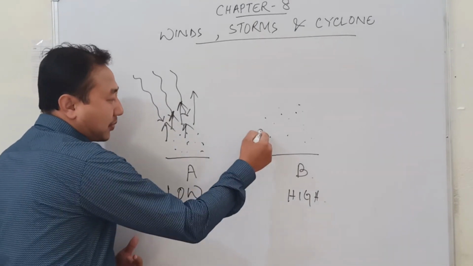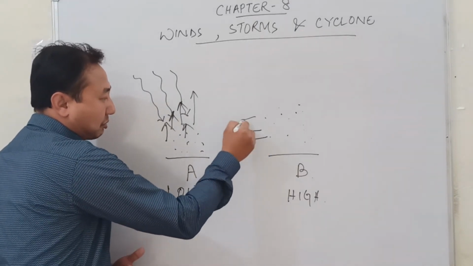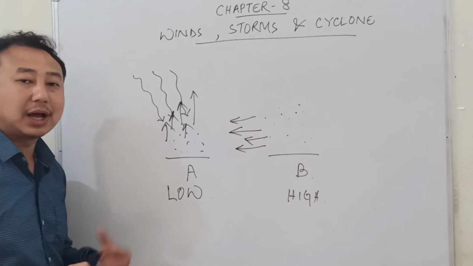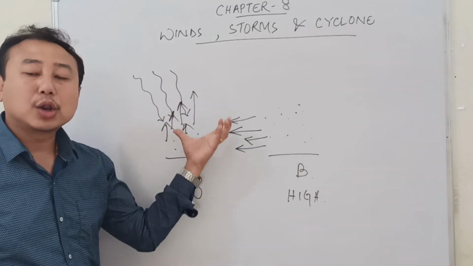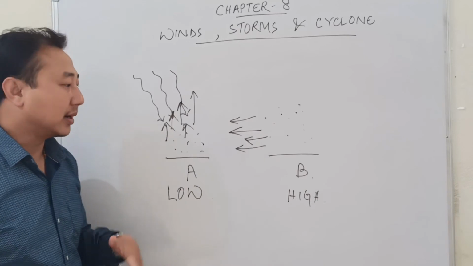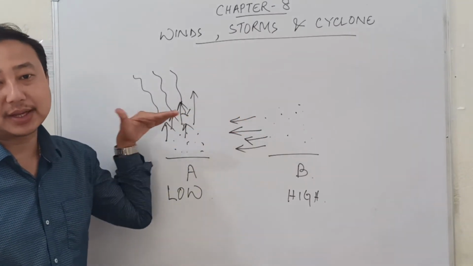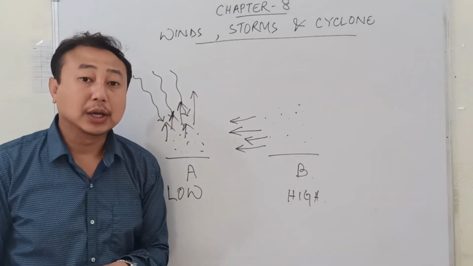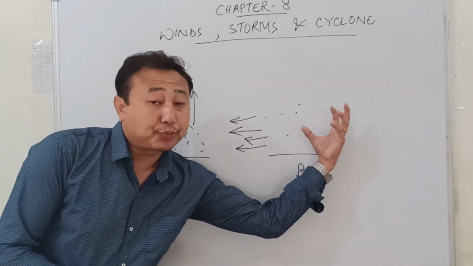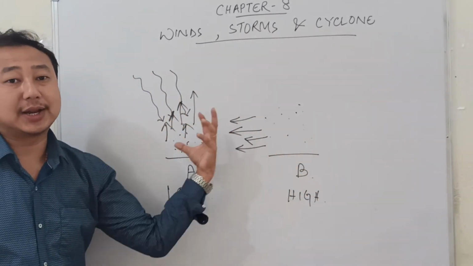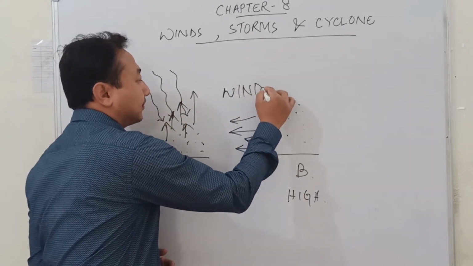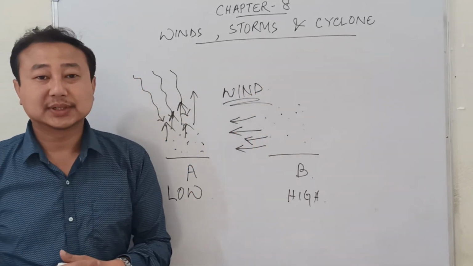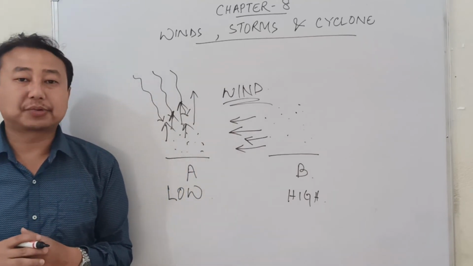So, the air particles from the high pressure area move towards the low pressure area in order to fill up the requirement of air, so that a balance can be maintained between these two areas. So, when the air particles move from area B towards area A, there is a creation of wind. In this way, winds are created.